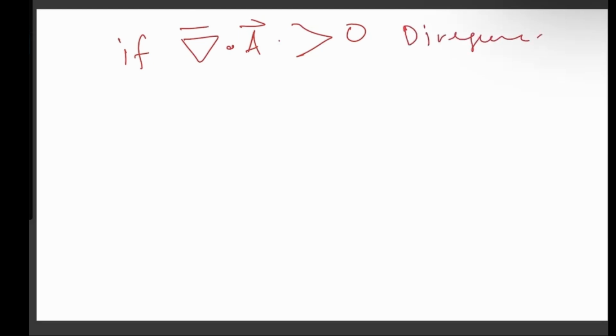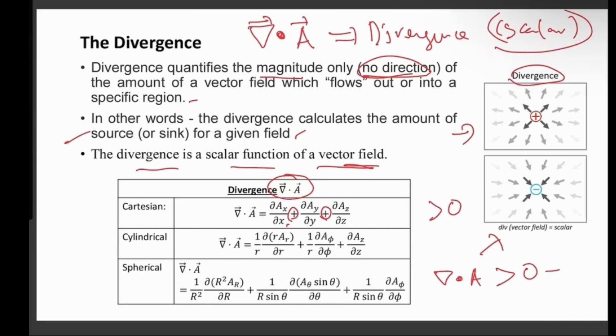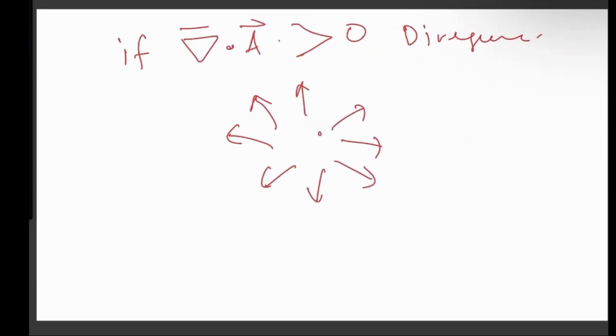So our graph will diverge at this point, like this graph. If del dot A is a negative number, then it will be convergent.